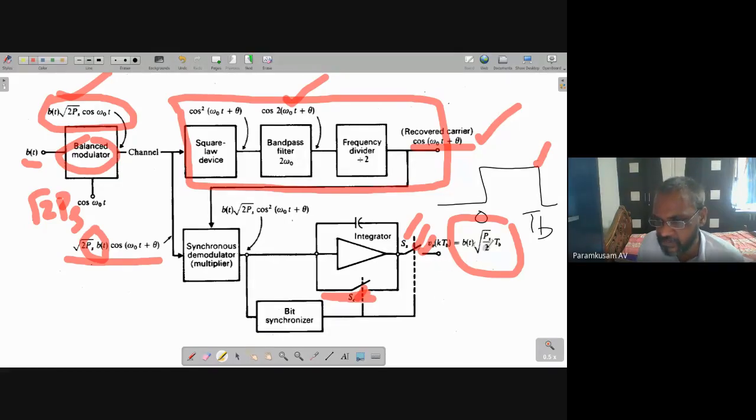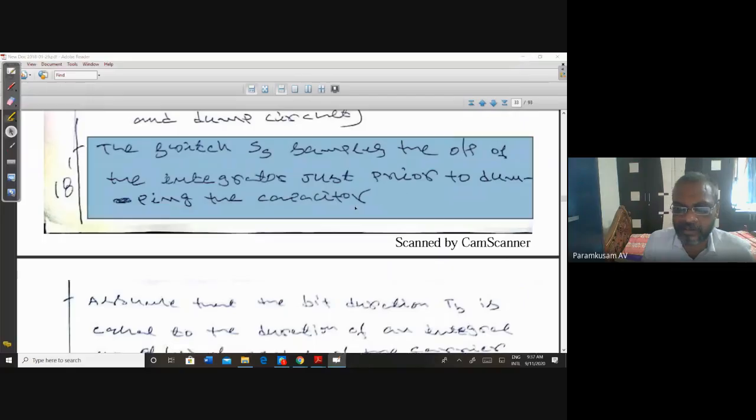ఓకే, ఎప్పుడైతే +10 volts తీసుకున్నావో అది అయిపోయిన తర్వాత ఏమవుతుంది, this switch is closed, then output of the integrator is equal to 0. అగైన్ నెక్స్ట్ పల్స్ మళ్ళీ స్టార్ట్ అయింది, నెక్స్ట్ పల్స్ మళ్ళీ స్టార్ట్ చేసినప్పుడు ఇంటిగ్రేట్ చేస్తే నీకు అవుట్పుట్ ఏంటి వస్తుంది, b of t into root of ps/2 into tb వస్తుంది. That voltage will be either positive or negative depending upon this b of t value బట్టి ఉంటుంది అన్నమాట. ఓకే, so now we derive how we get output of the integrator is equal to b of t into root of ps/2 into tb. Okay, you just have a look on this and you note down.